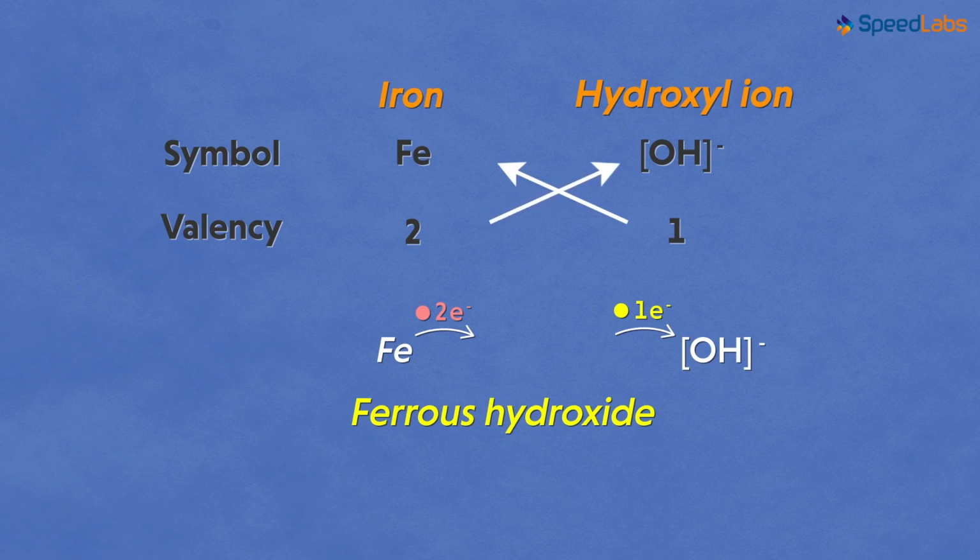So according to the rule, we will write the formula as Fe(OH)2. And why did we write OH in brackets? Simple. That's because it's a polyatomic ion and 2 OH ions are required to form the compound.